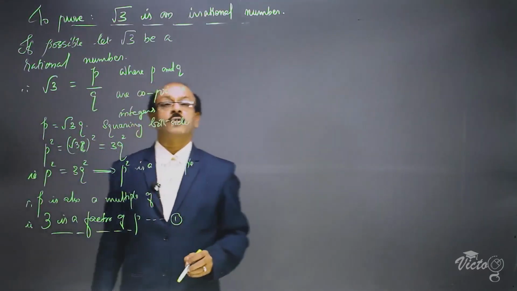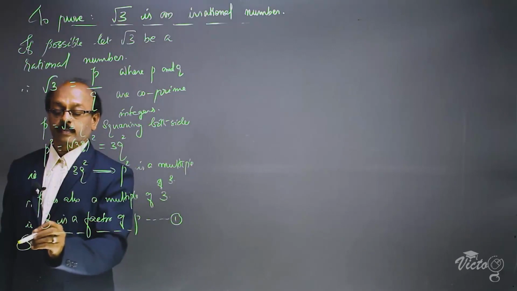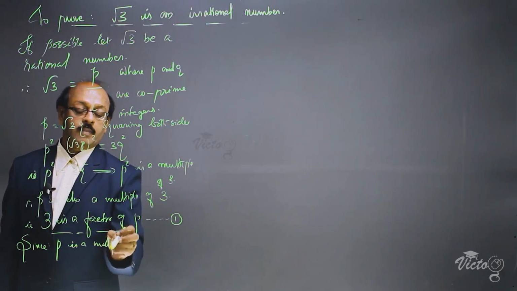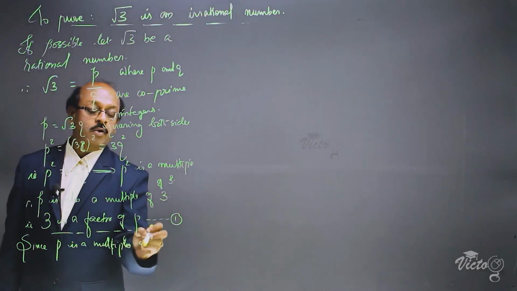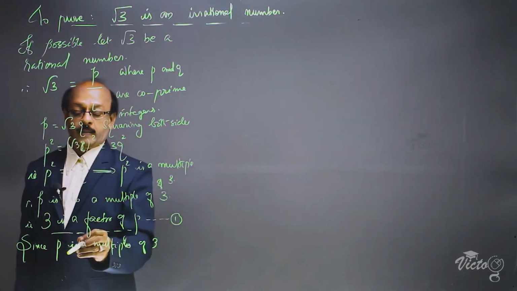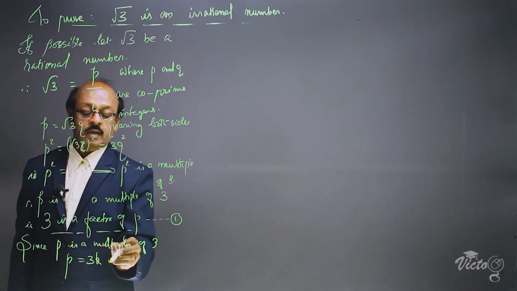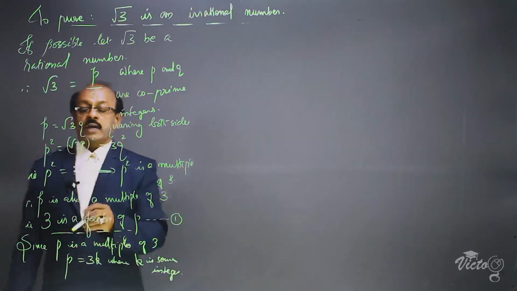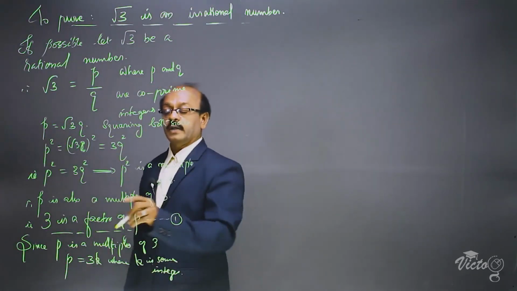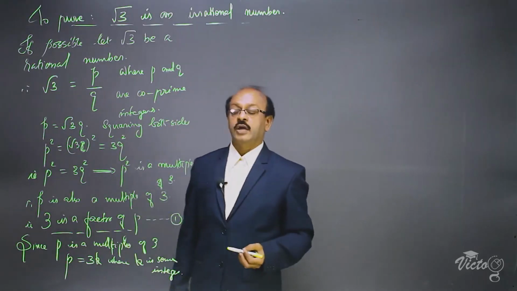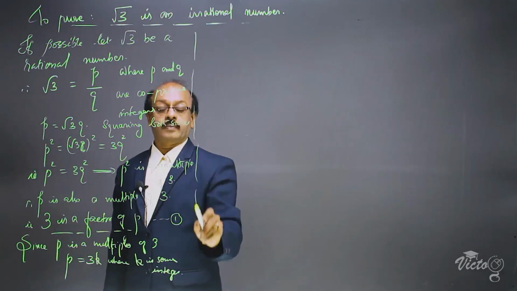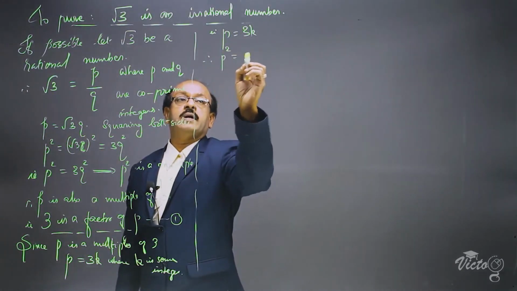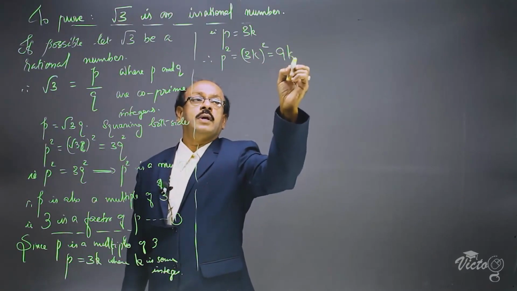Now we are taking p is a multiple of 3. Since p is a multiple of 3, we can write p is equal to 3k, where k is some integer. Now, p square is equal to 3k the whole square, which is equal to 9k square.